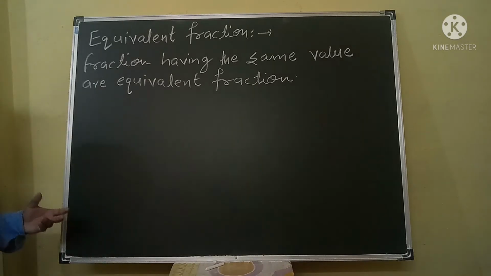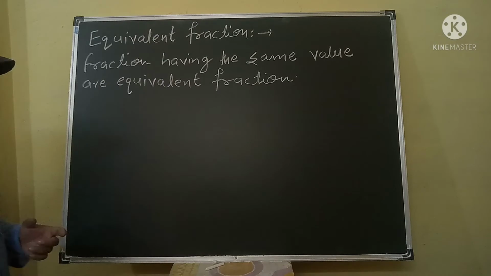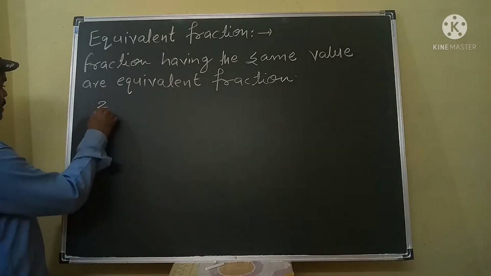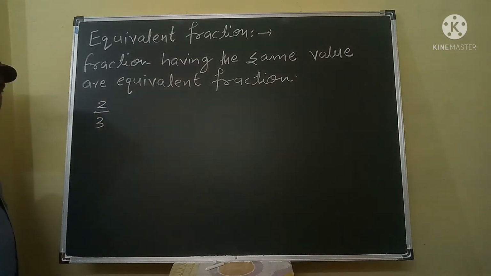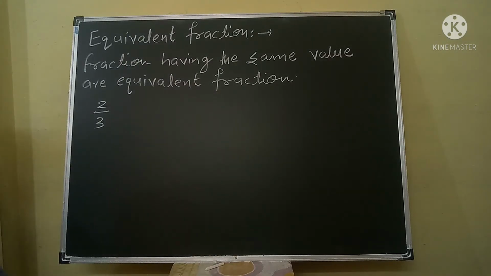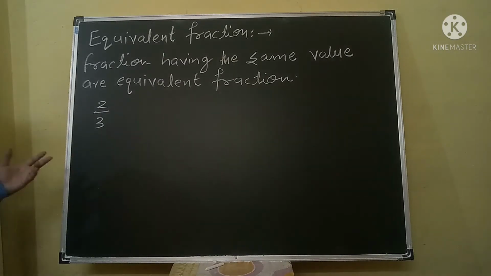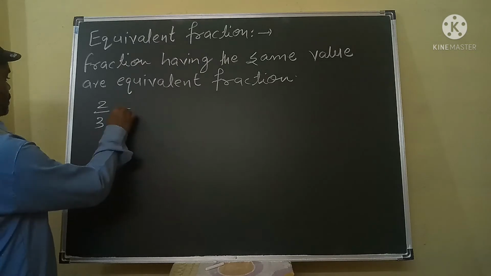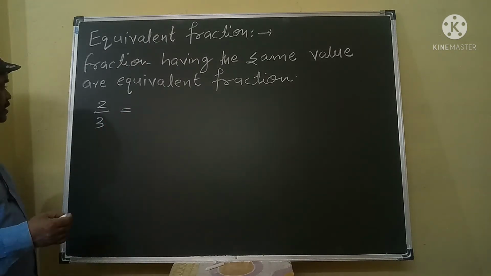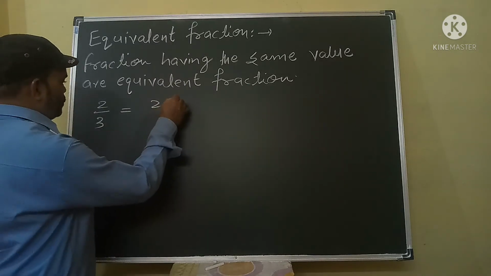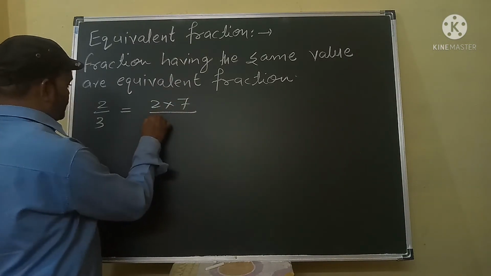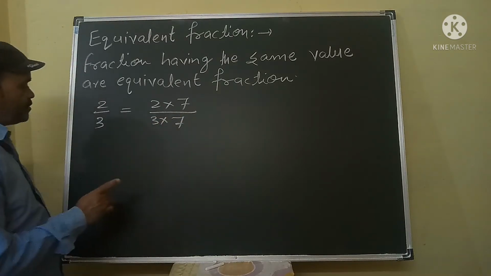Now, I will give one more example. How can you find out the equivalent fraction? Suppose this is 2 upon 3. Okay. 2 upon 3 is one fraction. And how can you find out the equivalent fraction of 2 upon 3? We can apply the same procedure. Suppose you take any one number. Suppose I am taking here 7. So 2 multiplied by 7 and 3 multiplied by 7.